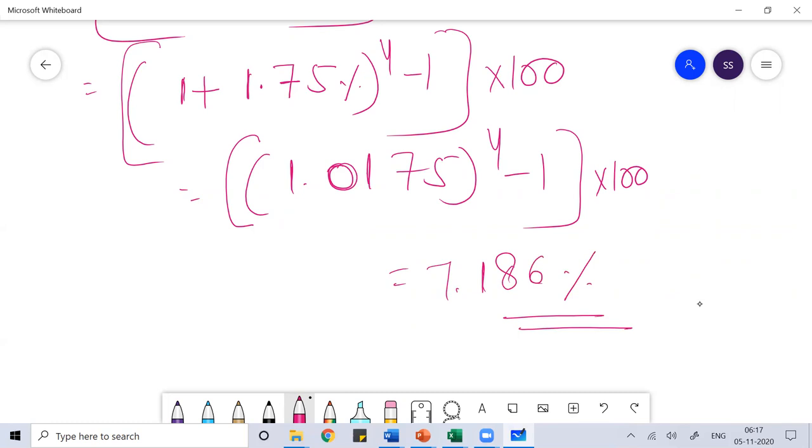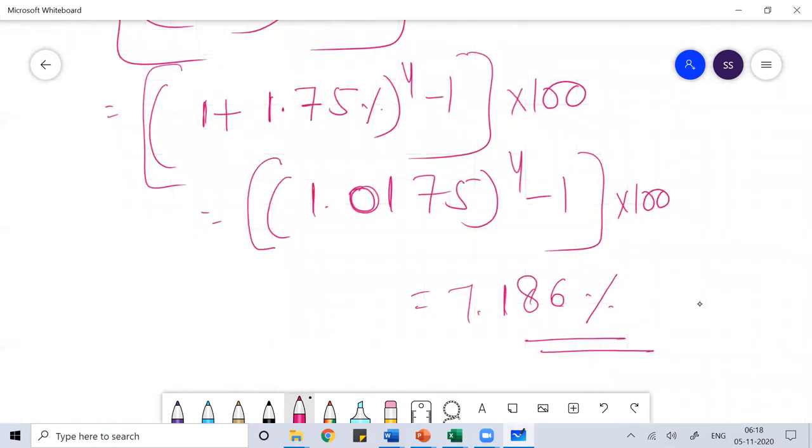You use the calculator manually because this value is not given. Logically, they should give this value. So you can use a normal calculator and find the value one by one. I hope you know how to do it. So 1.0175 into 1.0175. There is no other way, we have to do it one by one.